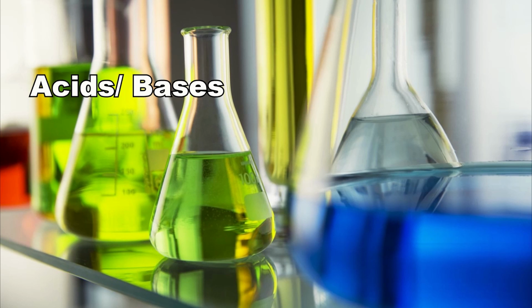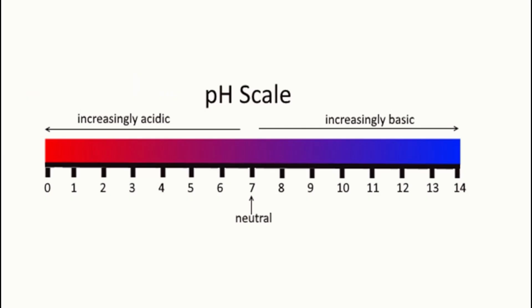Acids and bases are inorganic compounds that play a critical role in maintaining the body's pH balance. The pH scale measures the acidity or alkalinity of a substance. The numbers lower than 7 are acidic, and the numbers greater than 7 are basic or alkaline. Maintaining the right pH is vital for enzymatic activity and overall cellular health.